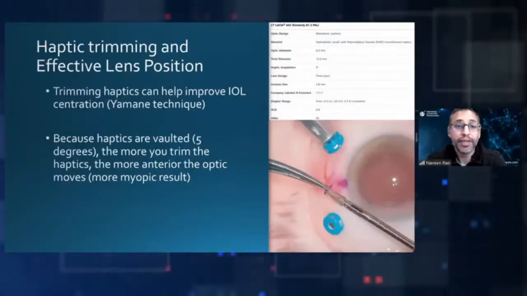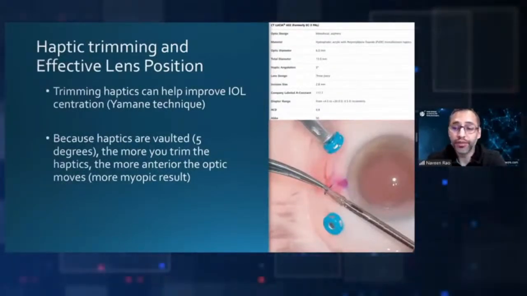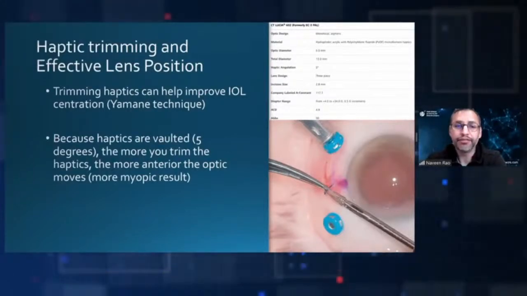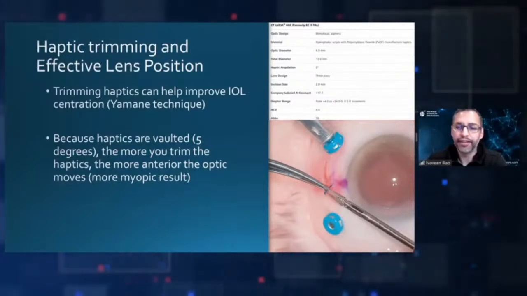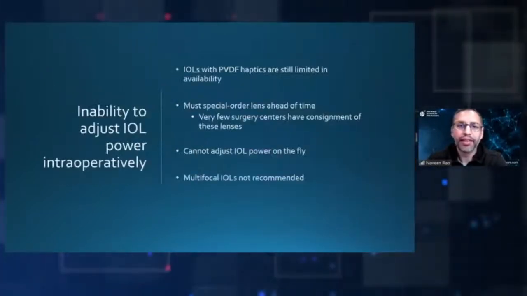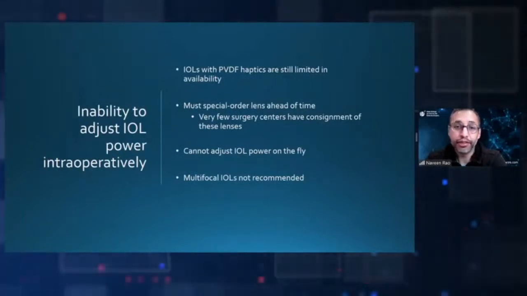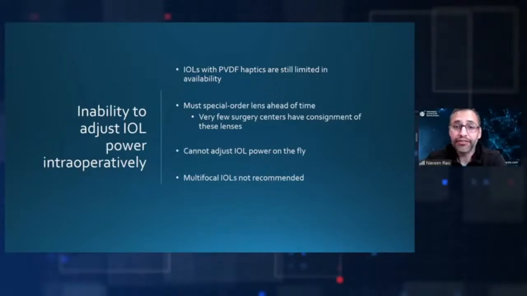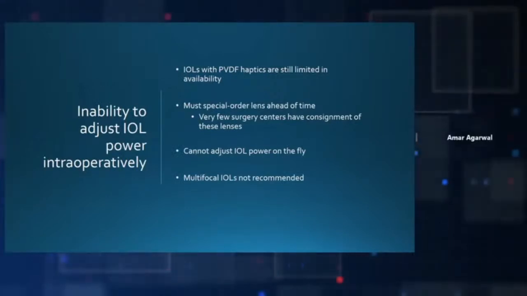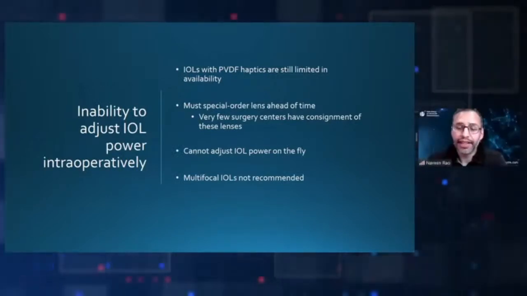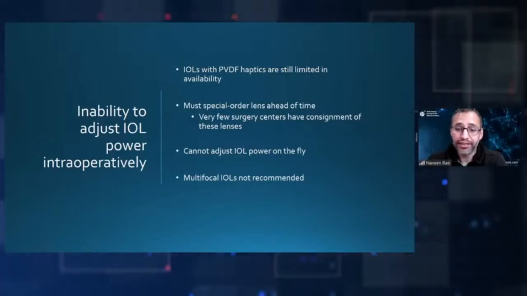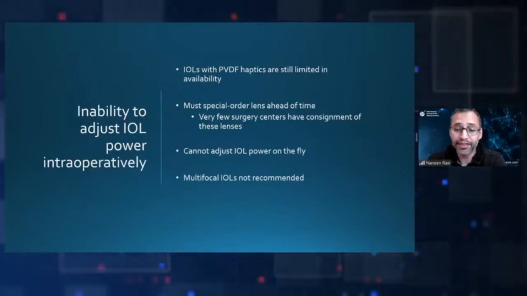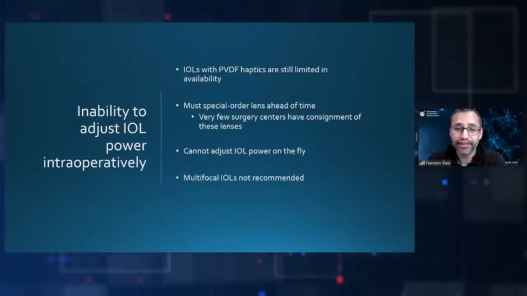And additionally, trimming the haptics can help improve the IOL centration with the Yamane technique, but because the haptics are vaulted, the more you trim the haptics, the more anterior the optic becomes, and therefore the more myopic result. IOLs with these PVDF haptics, which we like for a number of reasons, are still limited in availability, and you have to order these lenses ahead of time. But that means also that you can't adjust the IOL power on the fly. And that's why I don't think it's a good idea to set the expectations for multifocal lenses, because where you place the haptics and how much you trim them affects the effective lens position.